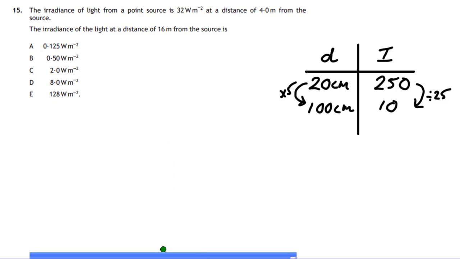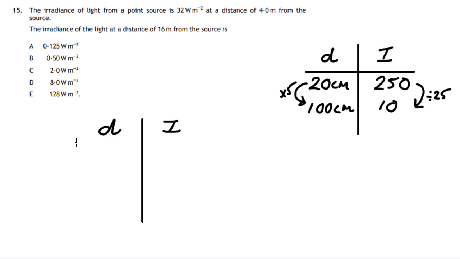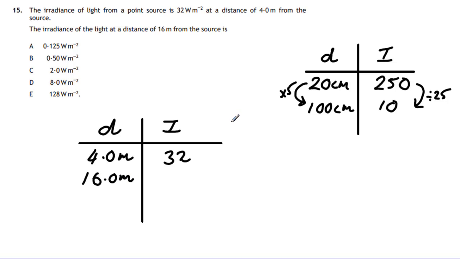Let's see what we can do here. We start with our usual little table, distance and irradiance, and we can make up a wee mini table like that. And all we have to do is fill in what the distance is. Well, we know at a distance of 4 meters from the source, we're told that the irradiance is 32 units. We'll mark down 32. And now we've got to try to find the irradiance of the light source when it's 16 meters away.